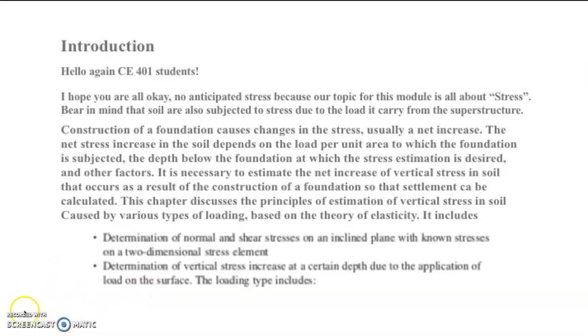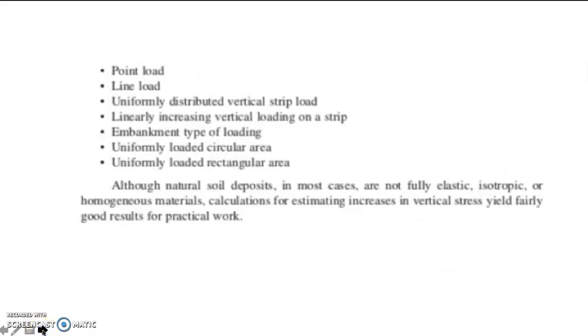The loading types include the point load, the line load, uniformly distributed vertical strip load, linearly increasing vertical loading on a strip, embankment type of loading, uniformly loaded circular area, and uniformly loaded rectangular area. Although natural soil deposits in most cases are not fully elastic, isotropic, or homogeneous materials, calculations for estimating increases in vertical stress yield fairly good results for practical work.